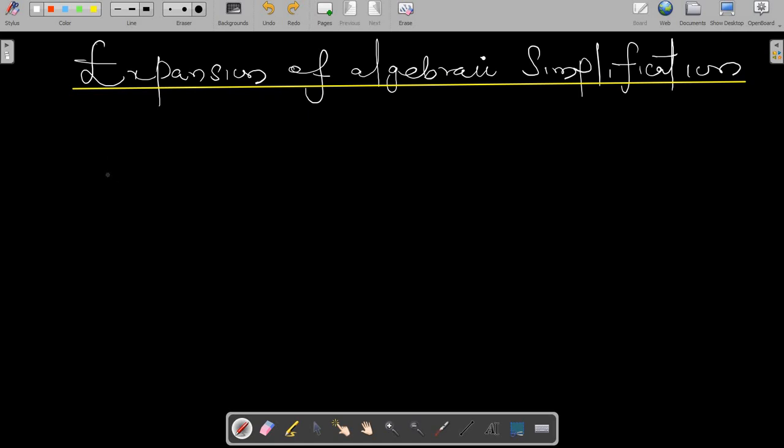Today we'll be discussing an aspect of mathematics called expansion of algebraic simplification. Before we move into the topic, let's first of all discuss the distribution law. So let's take it down, the distribution law.